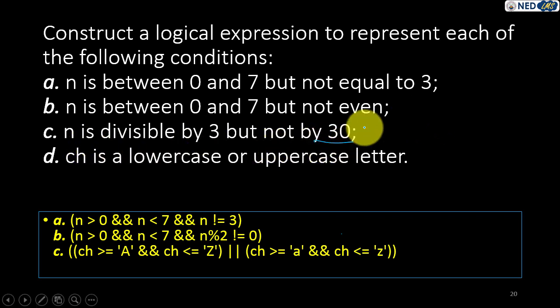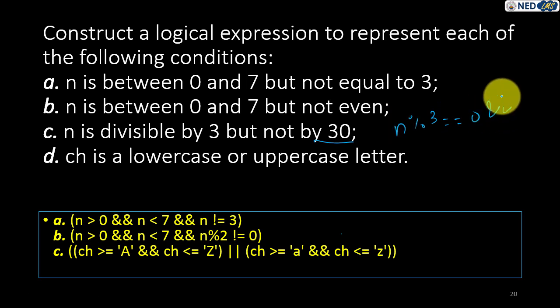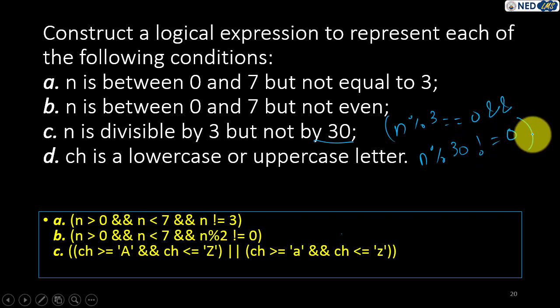So if we try to write that, n should be divisible by 3. If I write n percentage 3 equals 0, that means n is successfully divisible by 3, but not. So but means the and operator, and it should not be divisible by 30. If n percentage 30 equals 0, that means it's successfully divisible by 30, so we should put not equal to 0, which means it's not divisible by 30 over here.